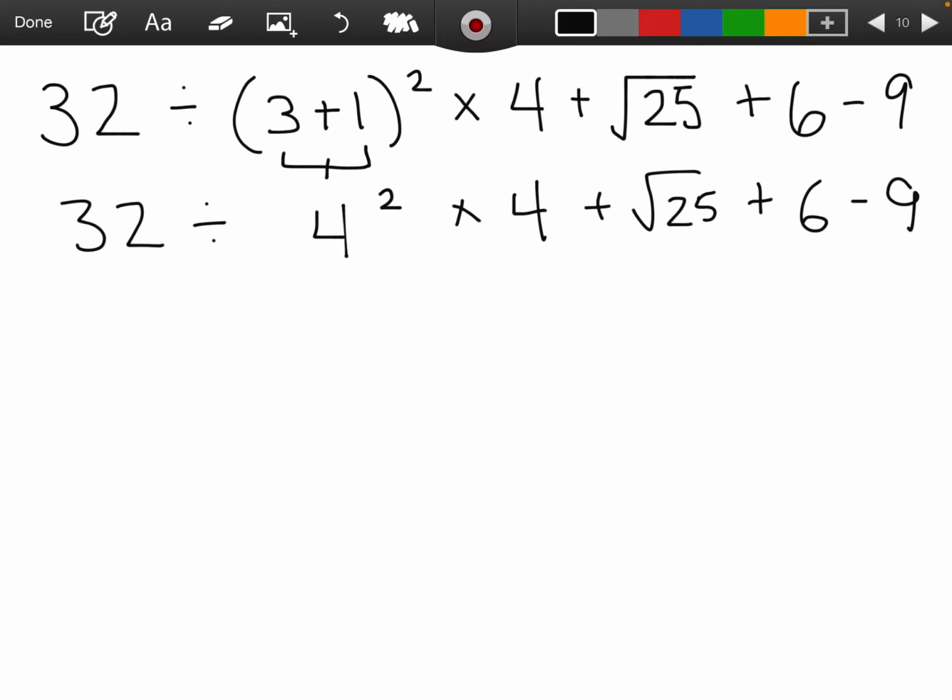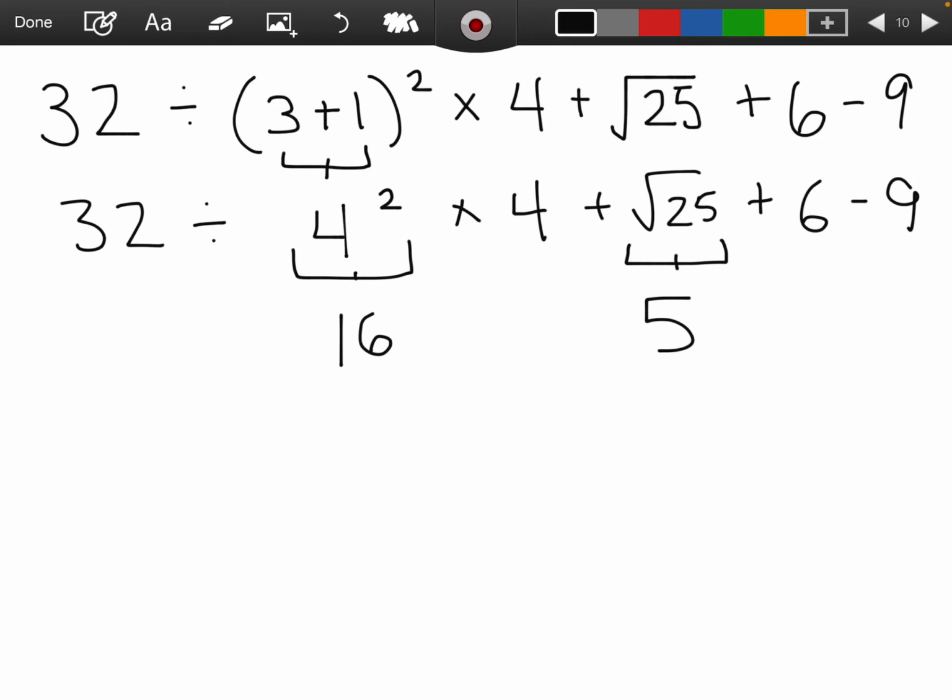Because technically you don't have to, you can do them at the same time, but just for the sake of being consistent, let's just do it from left to right. Since the exponent is first, let's simplify that. 4 squared becomes a 16. And square root of 25 becomes a 5.